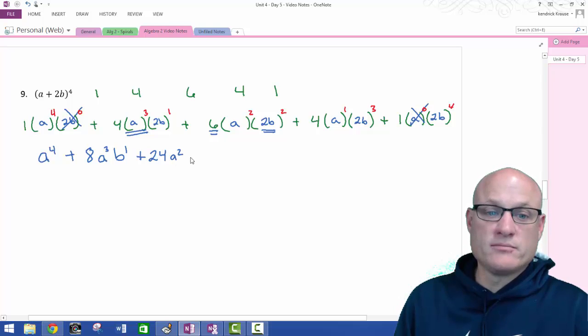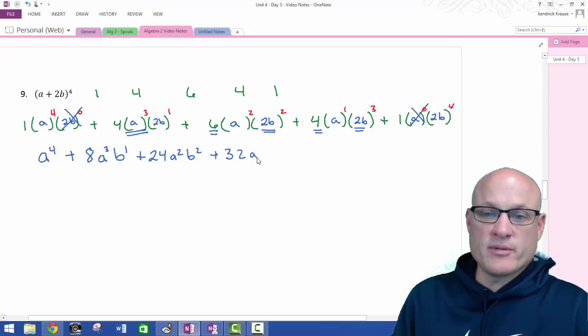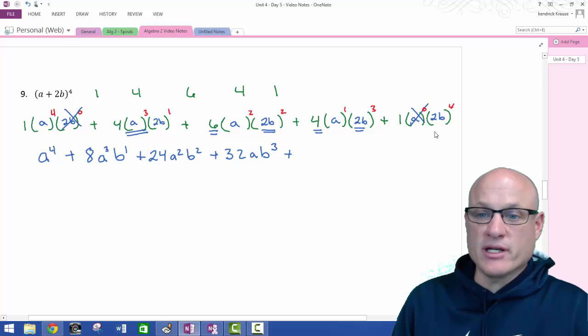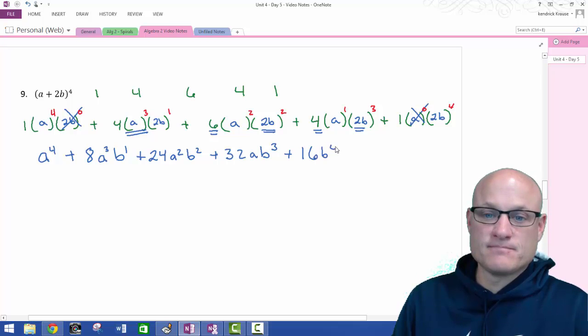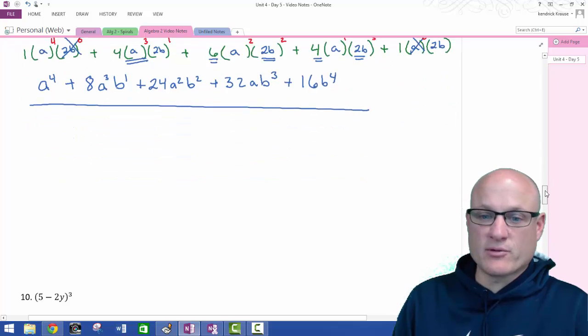A squared, notice the a came down, and b squared, b went up. Plus 2 cubed is 8. 8 times 4 is 32. So 32. Now it's just going to be a to the first, b cubed, plus, no more a's, we're done with the a's, 2 to the fourth, that's 16, b to the fourth. That was a simple one. Getting faster.